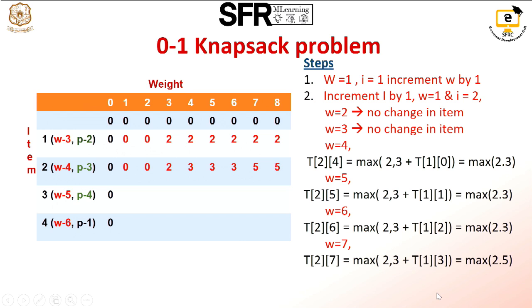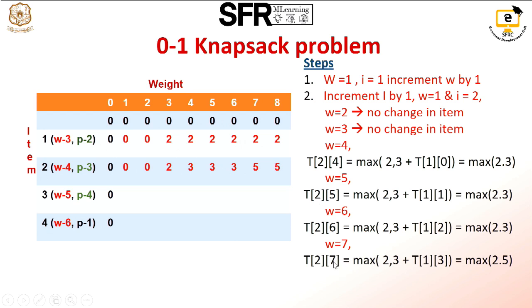Then coming to the next value, w is equal to 7, here we have to concentrate like this, maximum of 2 comma cell 1 comma 3, that is 7 minus 4 is equal to 3, that is the first row and third column, whose value is 2. Here 3 plus 2 is equal to 5, the maximum of 2 comma 5. The maximum of 2 comma 5 is 5, so we put this 5 in here.